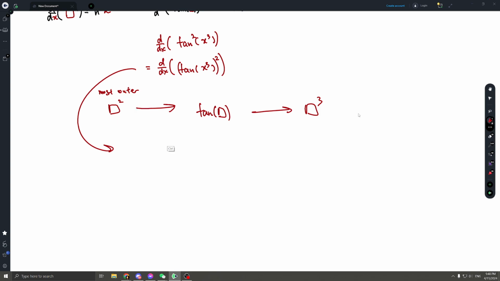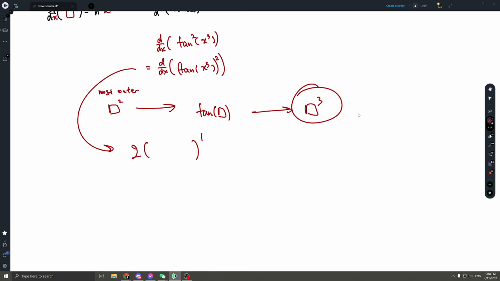So how do you differentiate this? You do two of whatever's on the inside. Again, let me stress this: you deal with one function at a time. You deal with this, you don't touch anything on the inside. And then you deal with this, you don't touch anything on the inside. And then you deal with this.